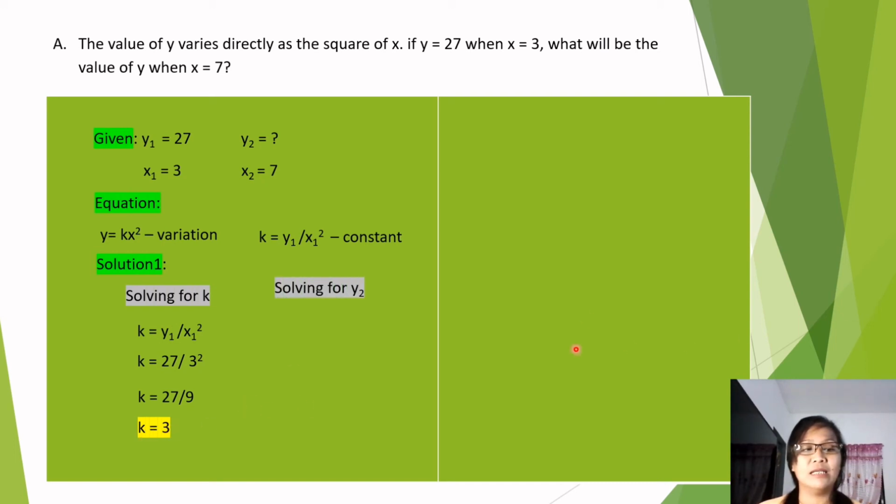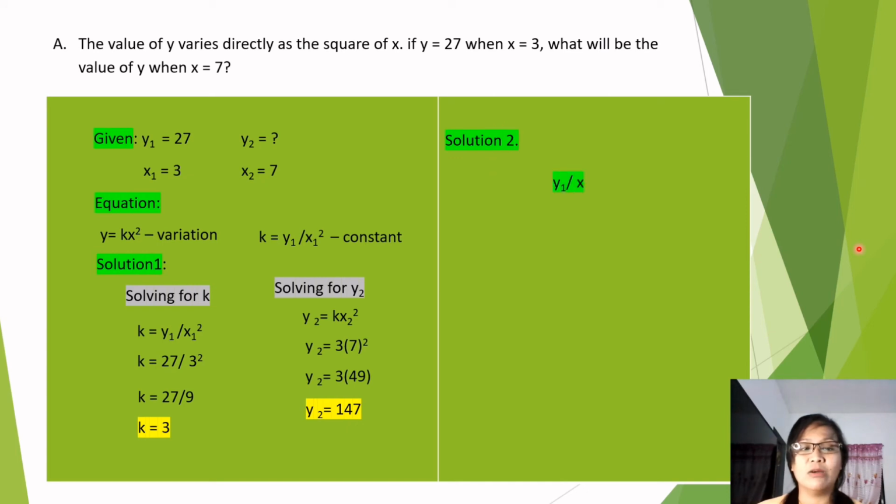Next, solving for y sub 2. We have y sub 2 is equal to k x sub 2 squared. Galing dito. So, ginamit lang natin ang y sub 2 kasi itong gagamitin natin. Next, substitute k is equal to 3 and x sub 2 is 7 and then squared. Again, kailangan muna natin gawin ang exponent by following the PEMDAS. Therefore, we have y sub 2 is equal to 3 times 49. And then 3 times 49 is equal to 147. Therefore, our y sub 2 is 147.